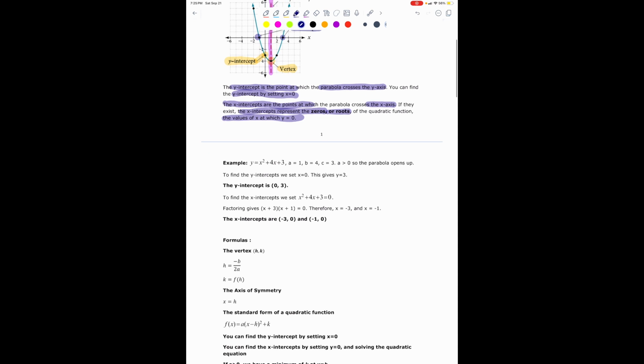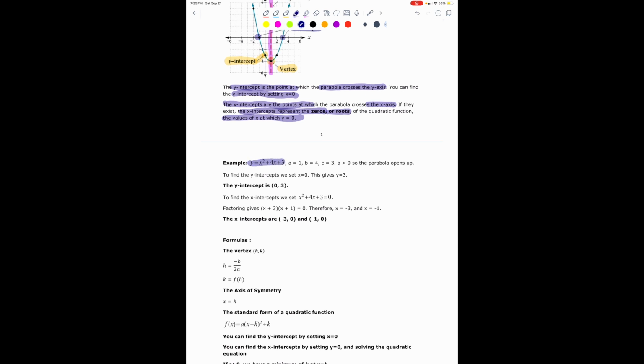The x-intercepts are the points at which the parabola crosses the x-axis. And the x-intercepts represent the zeros or roots for the quadratic function. You can find these values by setting f of x or y equal to 0 and then solving your quadratic function with your favorite method. That could be by factoring, or by the quadratic formula, or completing the square or square root property, etc. Here is an example.